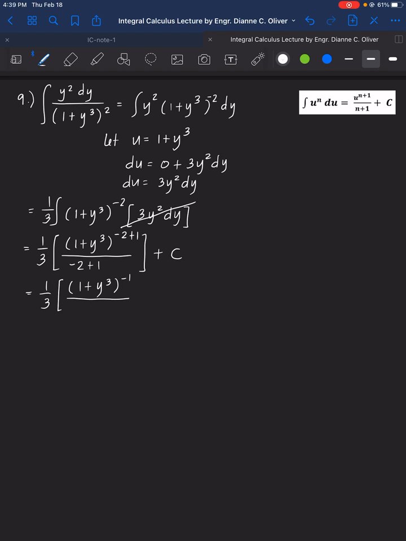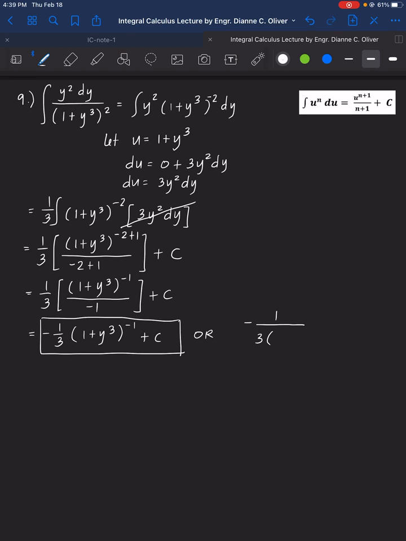Okay, let's continue. So negative 2 plus 1 is negative 1. And don't forget plus c. So the final answer here is negative 1/3 (1 plus y raised to 3) raised to negative 1 plus c. Or we can have it as negative 1 all over 3 times (1 plus y raised to 3) plus c. So that is the number 9.